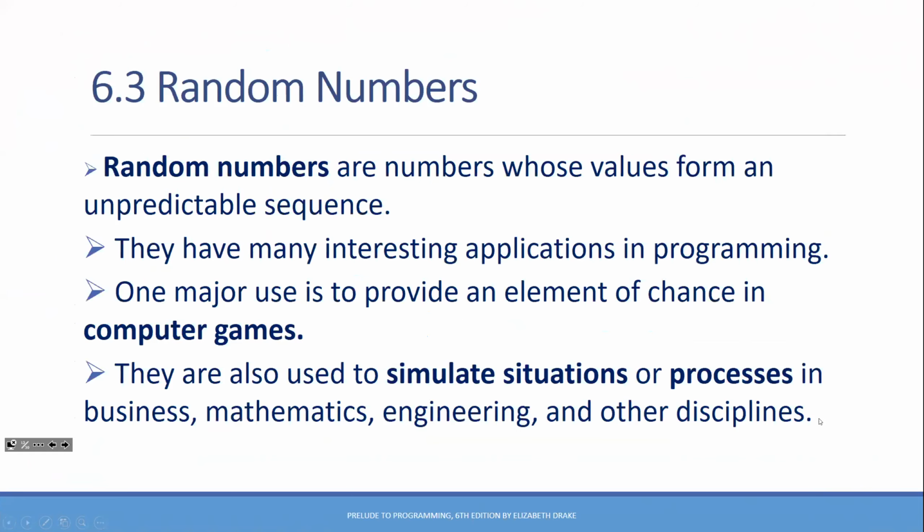Now, random numbers. We saw the turtle generate a random number. Random numbers should be unpredictable. And you guys are used to using them a lot in games. All sorts of games will generate a random number for a starting point or what's going to happen next. We can use random numbers to simulate situations or processes. We could use it to pick people, all sorts of different things.